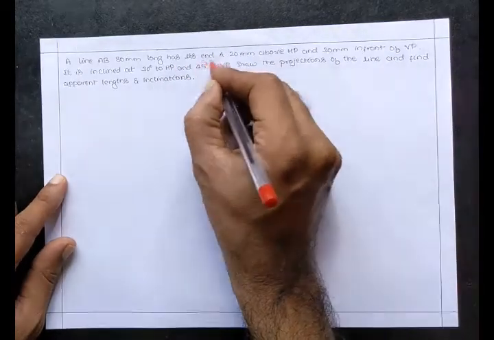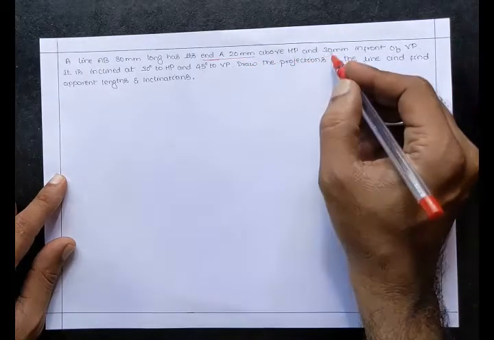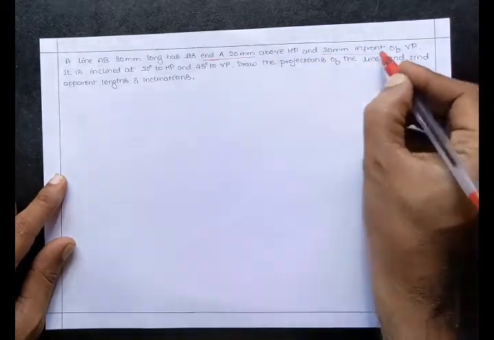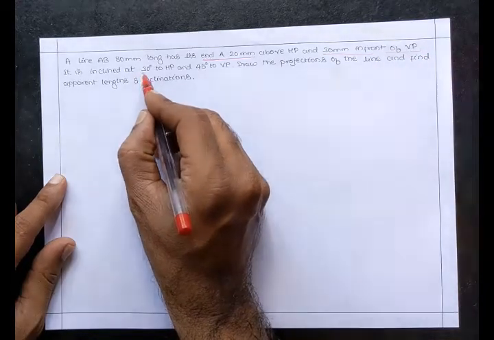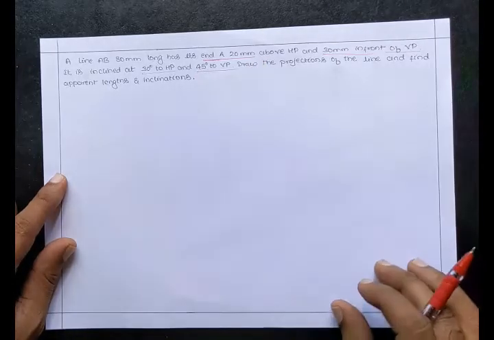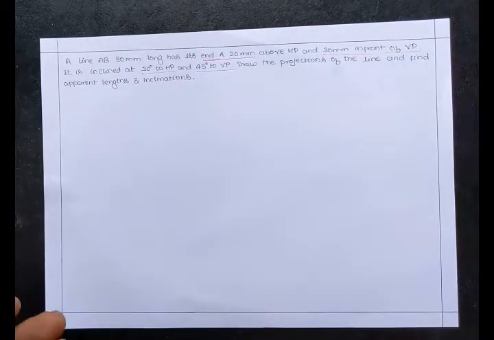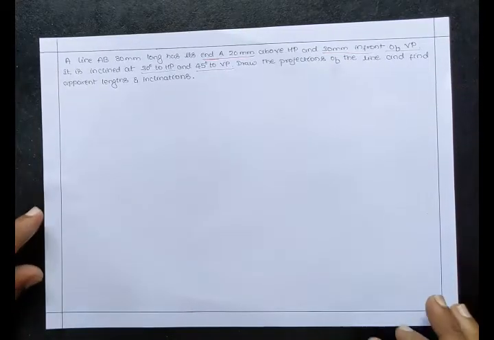So he has given end A distance with respect to HP as well as VP, 20 mm above HP and 30 mm in front of VP. And also the line is inclined at an angle of 30 degree to HP and 45 degree to VP. These are the initial conditions he has given in the problem. So let us list the data to solve the problem.